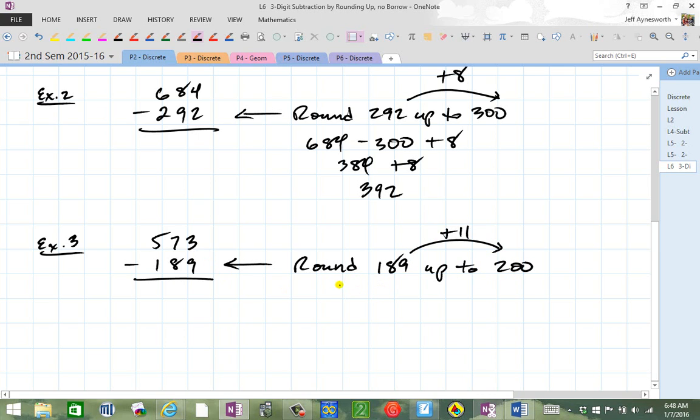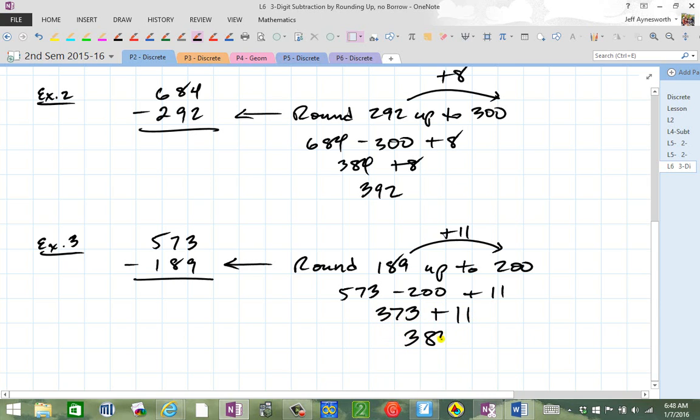So you're going to subtract 200 first. So 573 minus 200, because it's easier to do that. And then you have to adjust it back, because you subtracted 11 too many because you rounded up. So you got to add that back in. Mentally, you take 500 minus 200 first, which is 300, but you get that 73 there, so it's got to be 373. And then adding 11 back in, that's easy. 70 and 10 is 80. 3 and 1 is 4, so 384.